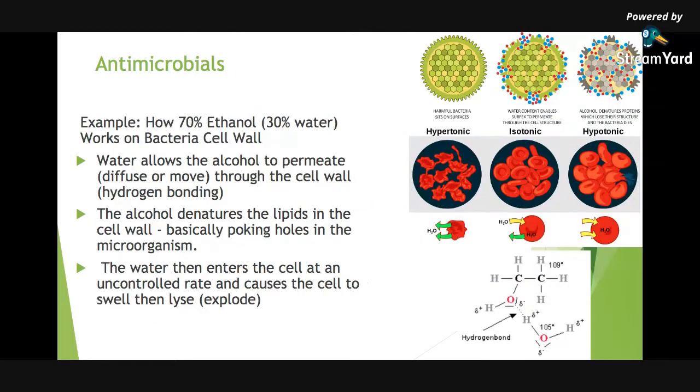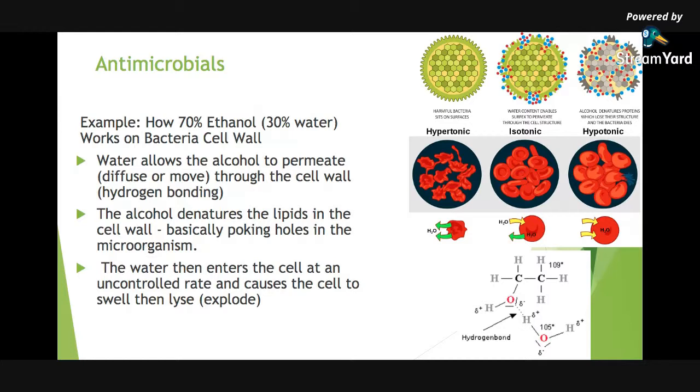So here's an example of how 70% ethanol works on a bacterial cell wall. You have 70% alcohol and 30% water. Water allows the alcohol to permeate, or diffuse, through the cell wall through hydrogen bonding. If anybody ever took chemistry, you know about hydrogen bonding. The water molecule has 2 hydrogens and 1 oxygen, and alcohol has an OH group at the end that wants to accept an electron. So it will hydrogen bond with this water and fulfill that electron need by bonding with the water. That bonding allows the alcohol to actually go through a cell wall. Water usually can go very easily through bacterial cell walls. Cells need water, so they're going to allow it to come in and out.